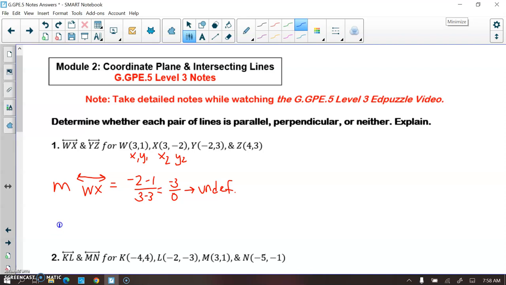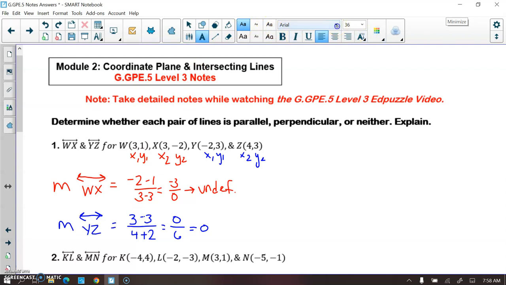Now I'm going to find the slope of line YZ. I'm going to label my points x1, y1, x2, y2, using my slope formula, y2 minus y1 all over x2 minus x1, minus a -2 is a +2. I wind up with 0 over 6, which is a slope of 0. So this is a horizontal line on the graph.